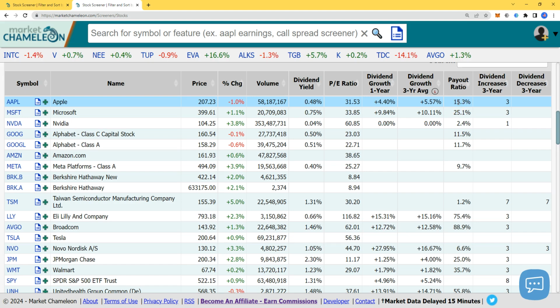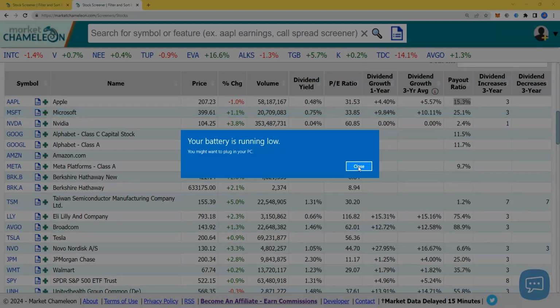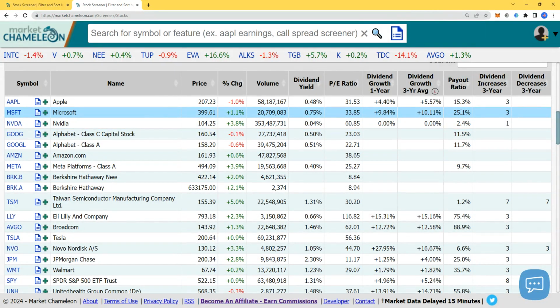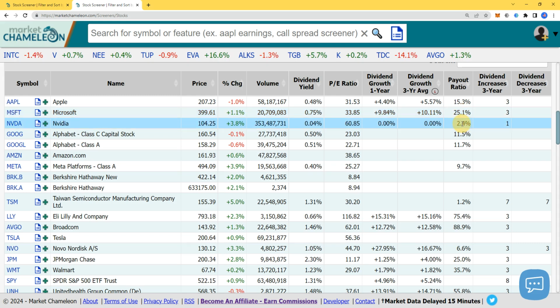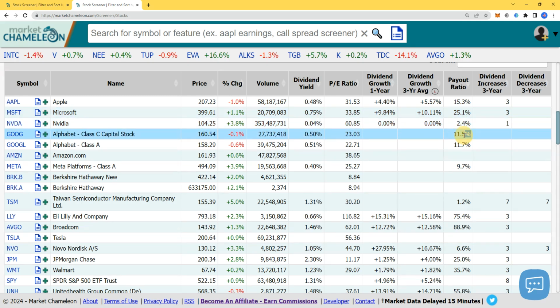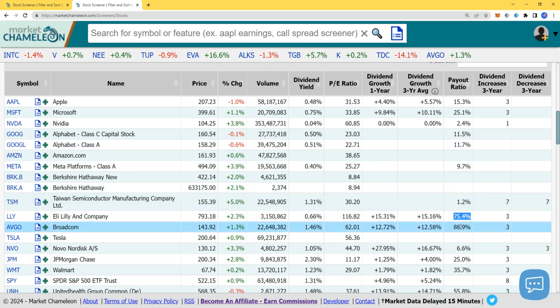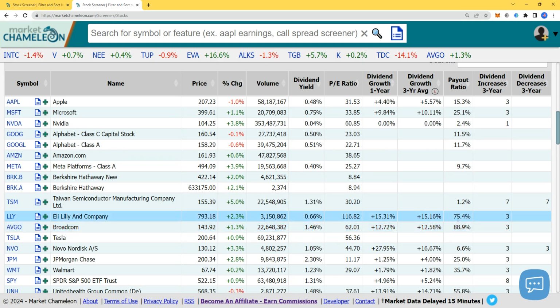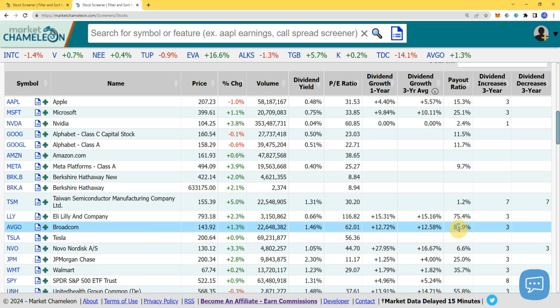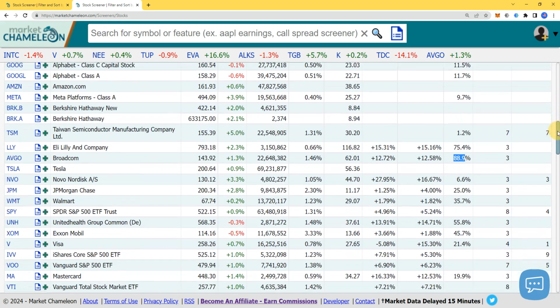But that's just, I'm not on the board of directors. We got ourselves also Microsoft. You see here 25%, also a good payout, 0.75, but they can actually pay double that, up to 50%, and it'll still be okay. Nvidia 2%, very low, but they just started. The yield is 0.04. Google 11%, Facebook 10%. We got Eli Lilly and Broadcom at 88%, so this is something to consider. 75, it's okay. I mean, it's getting there, but 88, you know, it's something.